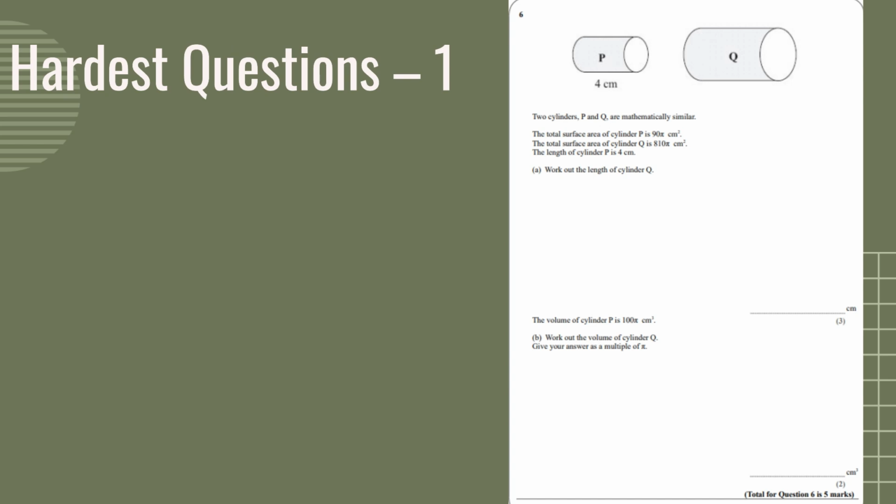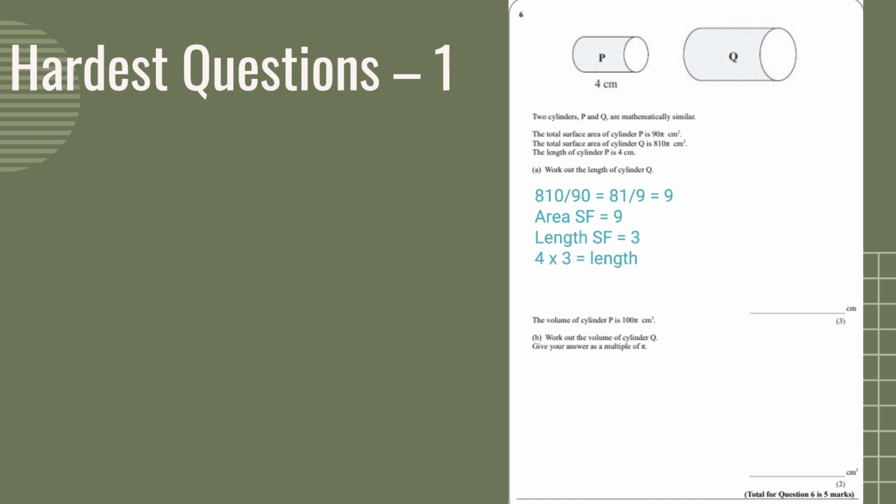Now it's time to have a go at some of the hardest exam questions you'll probably be asked on similar shapes regarding area and volume. Have a go, pause the video, and unpause when you've done. So, two cylinders, P and Q, are mathematically similar. The total surface area of cylinder P is 90π cm squared, and the total surface area of cylinder Q is 810π cm squared. The length of cylinder P is 4 cm. Calculate the length of cylinder Q.